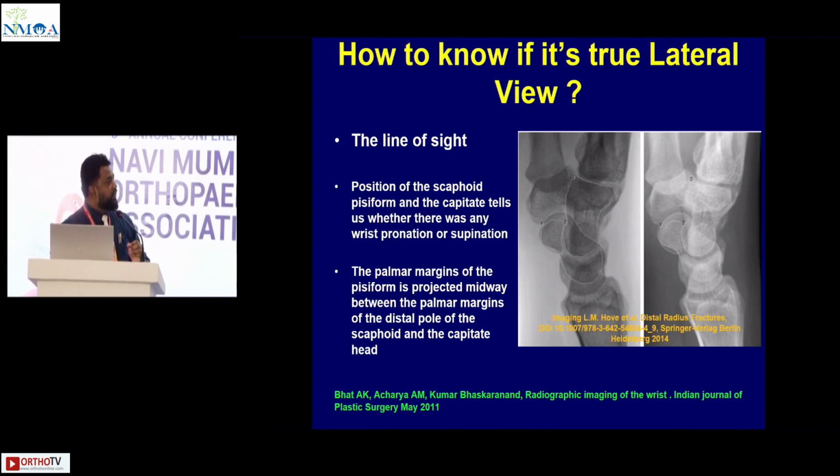Another way to know whether it's a true PA view or a true lateral view is by the line of sight. It's a very simple thing with which you can identify whether the wrist is a true lateral view or not. The position of the scaphoid, pisiform and capitate tells whether the wrist was in pronation or supination while taking the X-ray. The palmar margin of the pisiform is projected midway between the palmar margins of the distal pole of the scaphoid and the head of the capitate. So this is the pisiform, which is right in between them. If this is there, then it is a true lateral view, and only in that case can you gauge whether there is a DRUJ subluxation or dislocation.